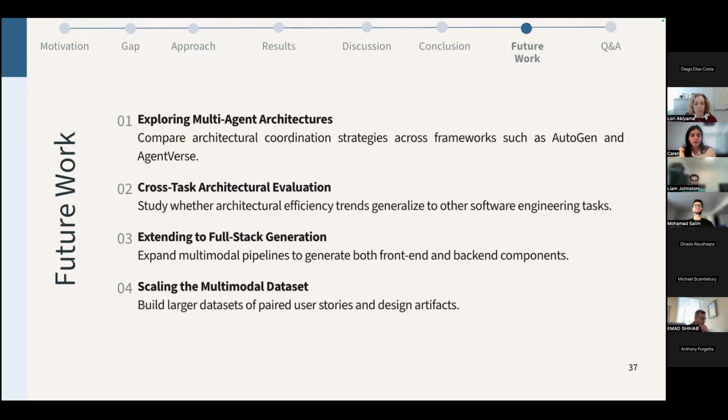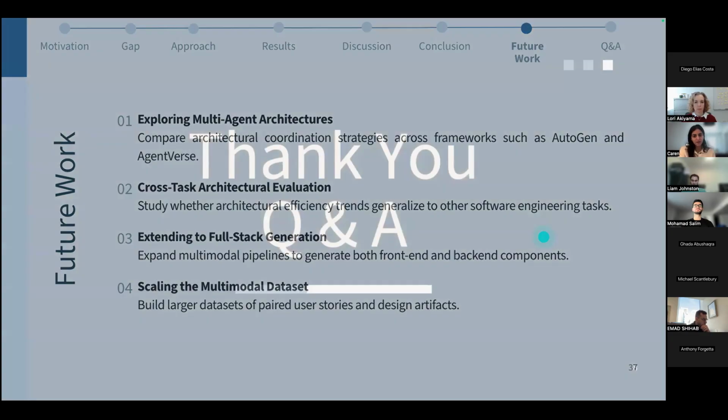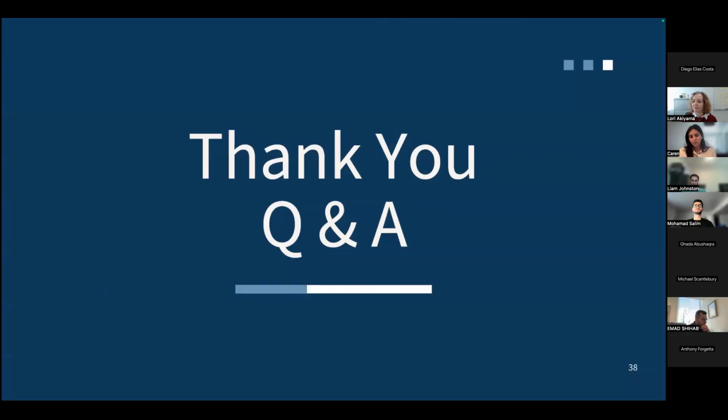And finally, we would like to see if it can scale the multimodal benchmarks by constructing larger data sets of paired user stories and design artifacts. And thank you, and I'll open the floor for questions.